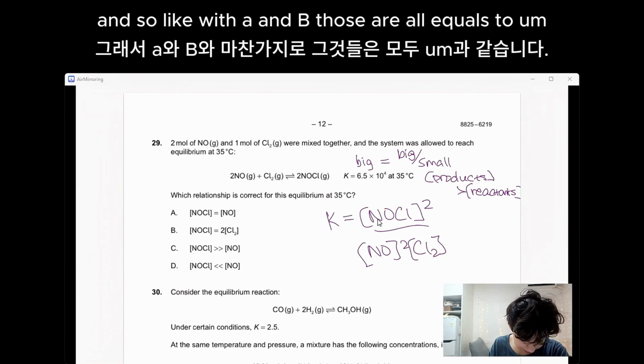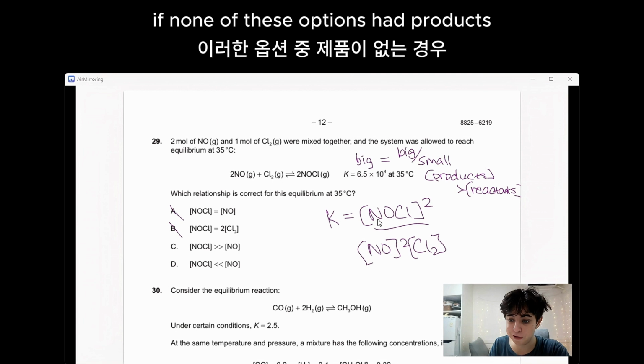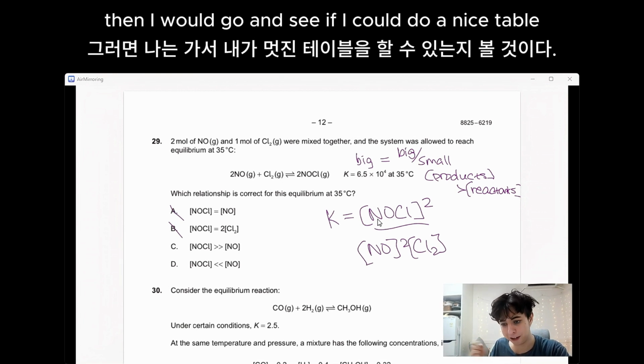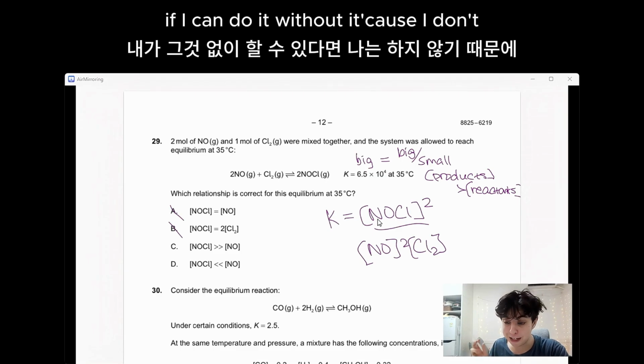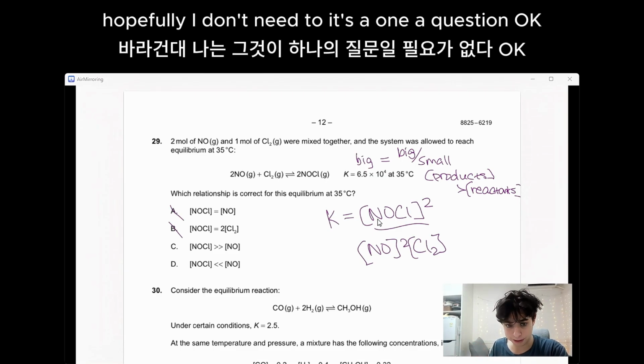Okay? And so with A and B, those are all equal to. That requires too much math. I mean, if none of these options had products greater than reactants, then I would go and see if I could do a nice table. But I'm going to see first if I can do it without it, because maybe I don't need to. Hopefully I don't need to. It's a 1A question. Okay?